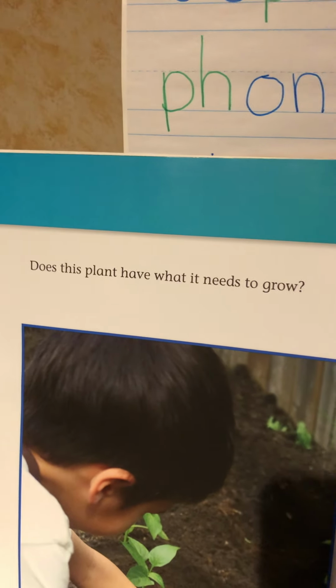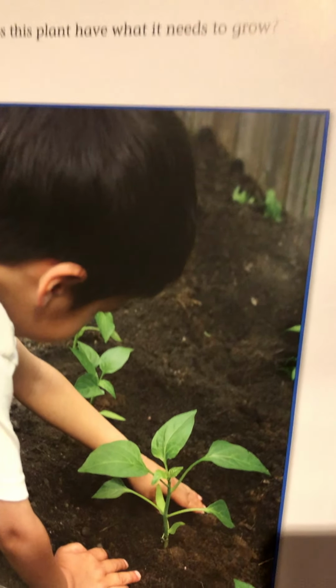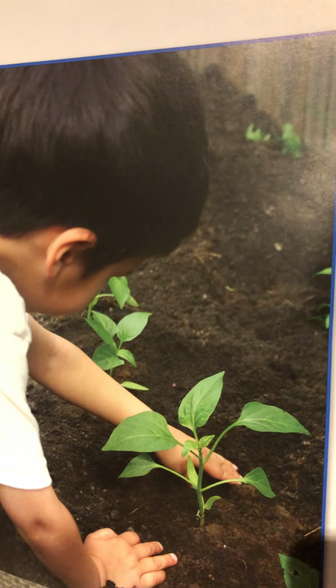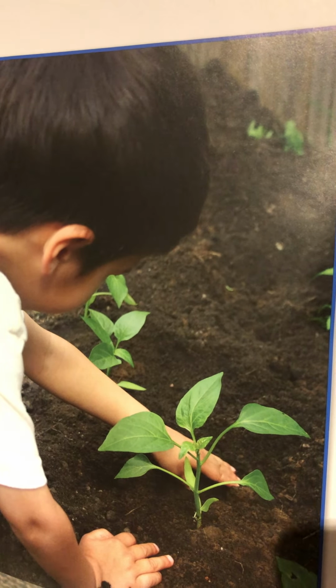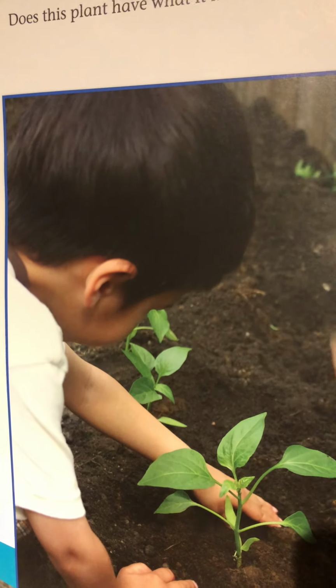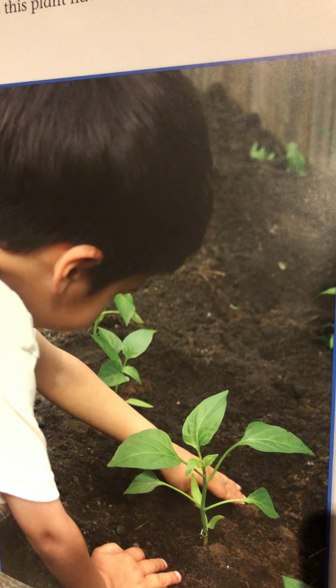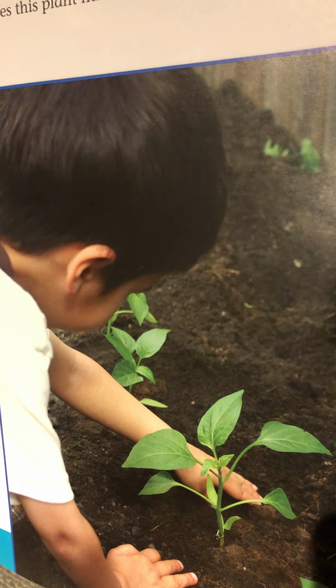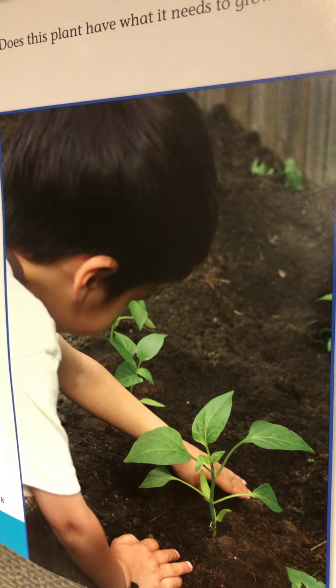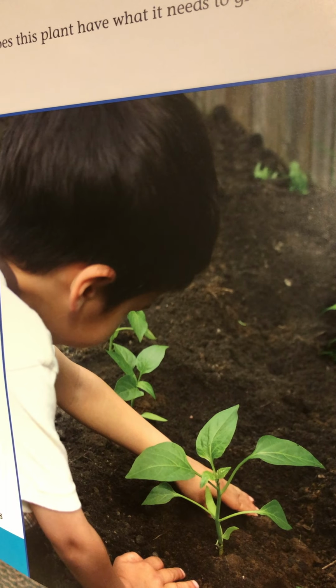Does this plant have what it needs to grow? Let's take a look. Does it have the soil? Yes. Does it have air? All around it. Does it have water? I'm assuming the boy's going to water it. And it looks like he's planted it in the sun. And I say that because I see shadows. So it looks like this plant has what it needs to grow.